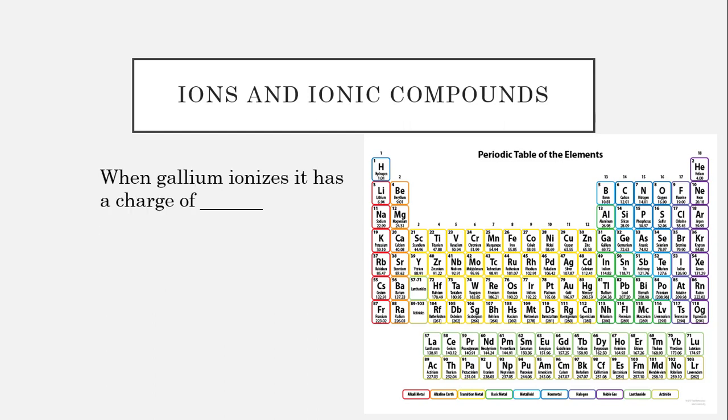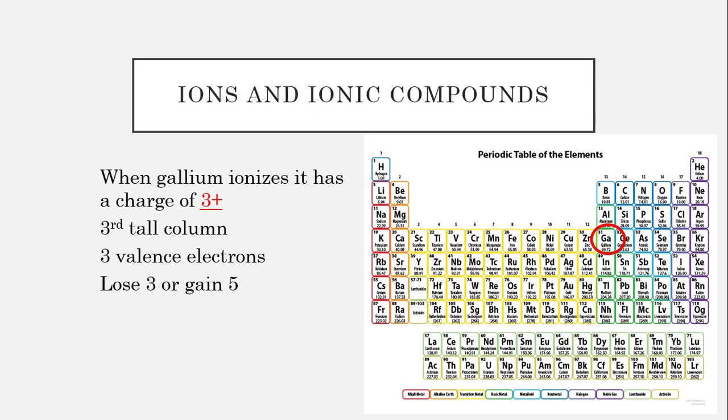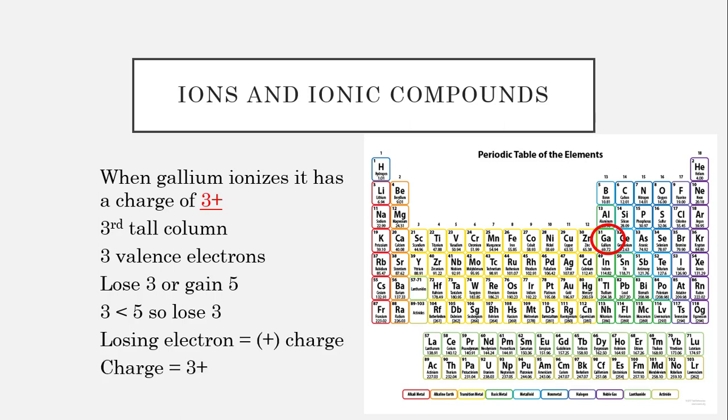So, if I ionize gallium, its charge would be plus. Why? It's in the 3rd tall column. It has 3 valence electrons. Lose 3 or gain 5. 3 is less than 5, so you're going to lose the 3 electrons. That gives you a positive charge. The charge would be 3+.